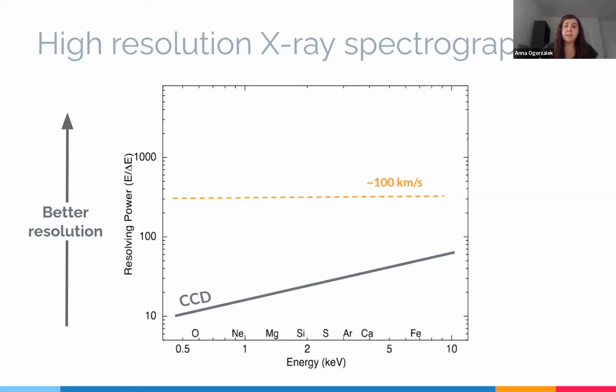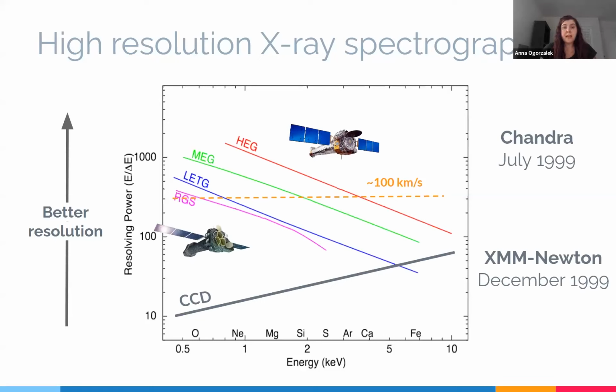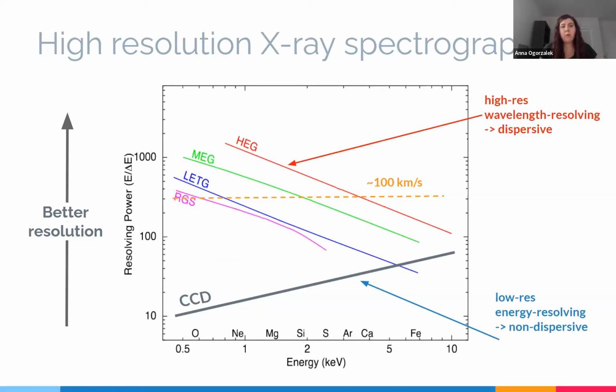Thankfully, a little over 20 years ago, first X-ray gratings were launched into space on board of the Chandra and XMM-Newton spacecraft. Together, there are four X-ray gratings that are currently in space. I want to stop here for a second and appreciate the subtle difference. We see that the slope of the resolving power function differs between the gratings and the CCD. So this is because gratings are wavelength resolving and CCDs are energy resolving detectors.